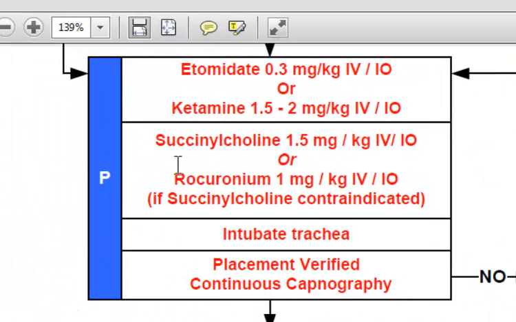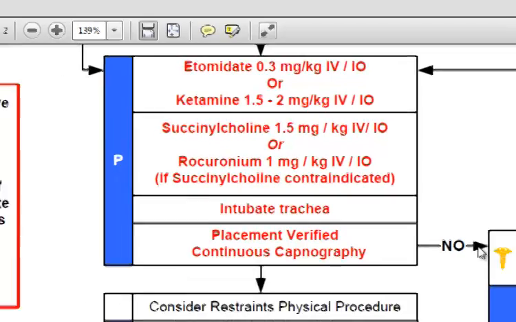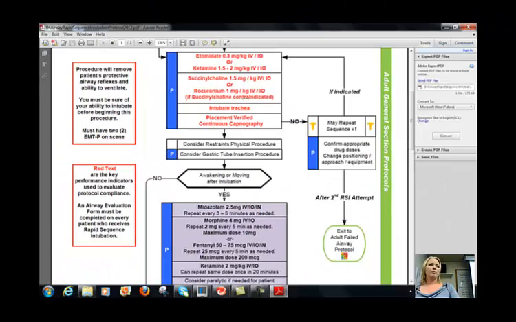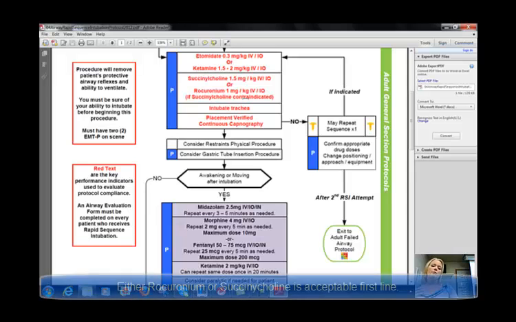So if you'll notice on here, it says rocuronium if sux is contraindicated. That's from the state, so I can't change that, but I'm not going to have a problem if you guys use ROC versus SUX, because there really is no true contraindication to using ROC. As we talked about in the class before, there are some patients that may benefit from one over the other, but if a patient needs an airway, the patient needs an airway. So I said ROC, but I meant SUX.